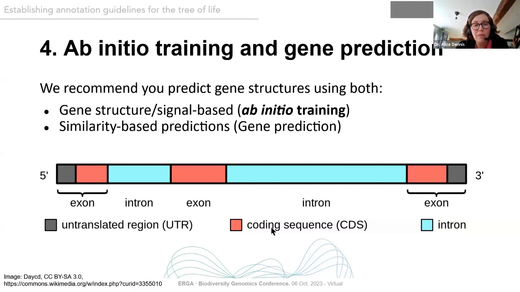And it really should combine and include both an ab initio training, meaning some sort of computational prediction of the gene structure that is based on signals and known structures, but not sequence similarity. And then this should also include a gene prediction step where you're basing your genes on matches to known genes. So you have this computational ab initio part, and then you have a similarity-based mapping of gene prediction. And then these are all combined in one of many ways, depending on your pipeline.